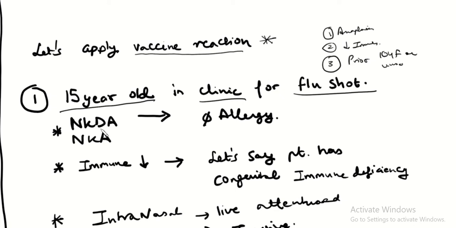So let's apply it. The first criteria is no known drug allergy. So the patient comes in with no known allergies or drug allergy. So that means we're good. We can give them a flu shot.